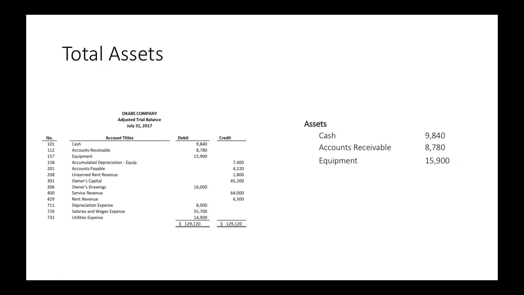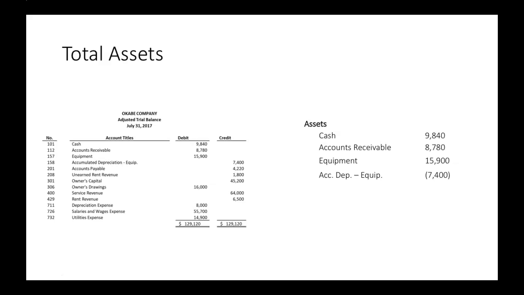Equipment, that's another asset. And then we get to accumulated depreciation equipment. That's going to be a contra asset. So you guys also probably just learned about another contra asset called allowance for doubtful accounts, right? So these are still going to be included while calculating your total assets. But instead of adding them, we're going to subtract a contra asset because it takes away from our asset accounts.